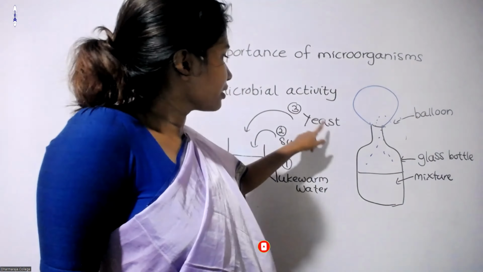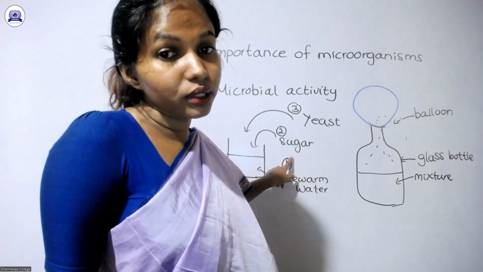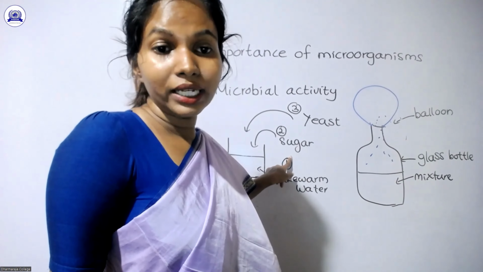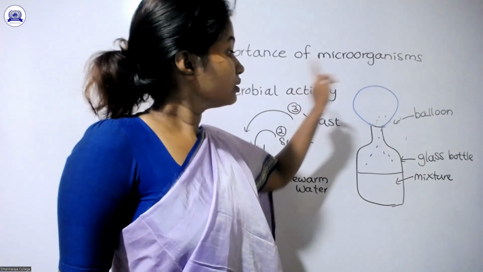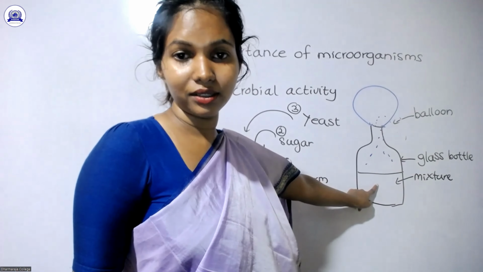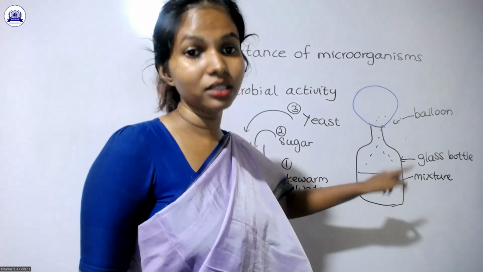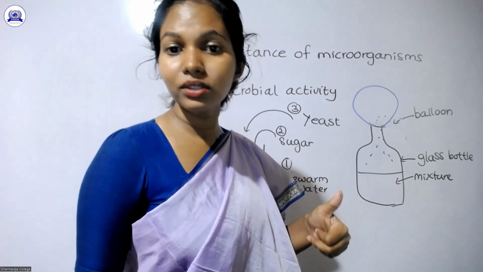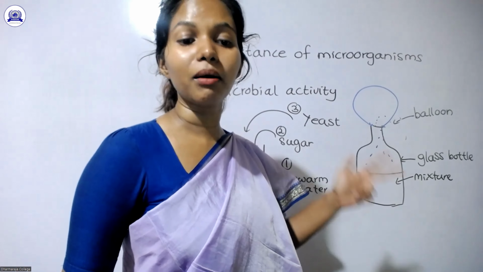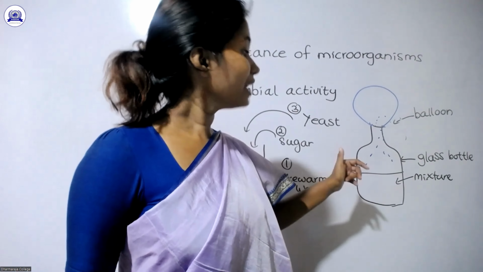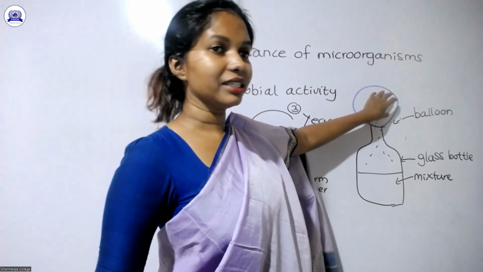Here was our microorganism, yeast. And for its action, we have also put some food into our mixture. So yeast microorganism is going to act on the food sugar. So it's going to happen in the glass bottle you are having here. In their action, there is a gas produced, there is an alcohol produced, and you are also able to see some bubbles in this mixture. The gas produced here is carbon dioxide, so it goes up and it inflates the balloon.